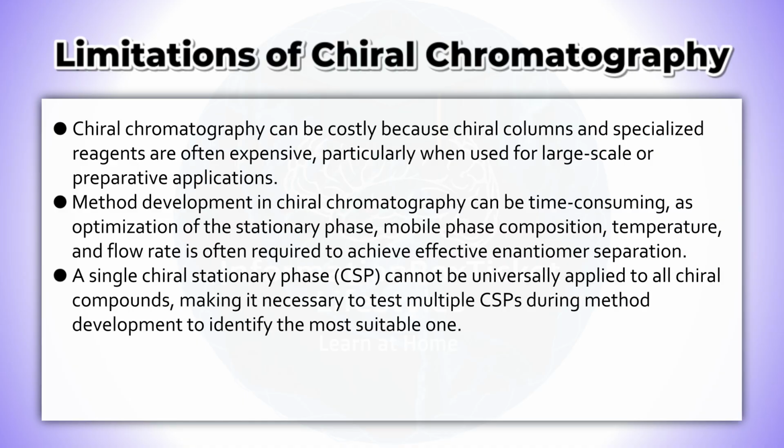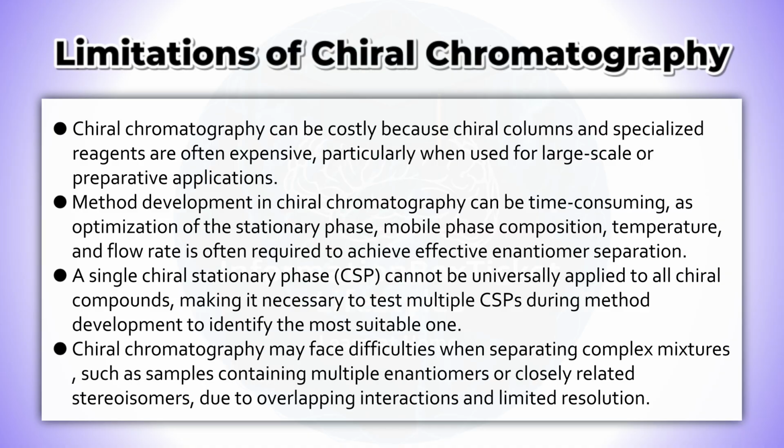A single chiral stationary phase, CSP, cannot be universally applied to all chiral compounds, making it necessary to test multiple CSPs during method development to identify the most suitable one. Chiral chromatography may face difficulties when separating complex mixtures, such as samples containing multiple enantiomers or closely related stereoisomers, due to overlapping interactions and limited resolution.